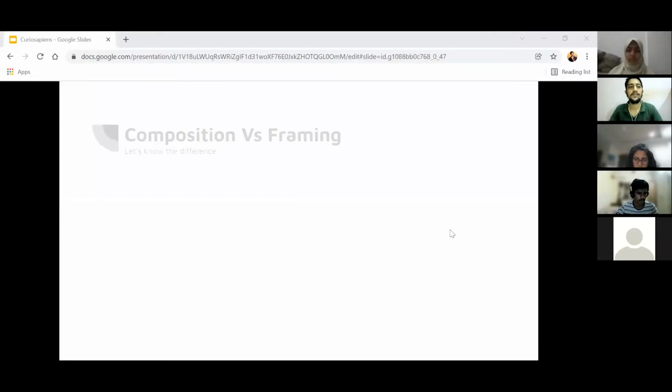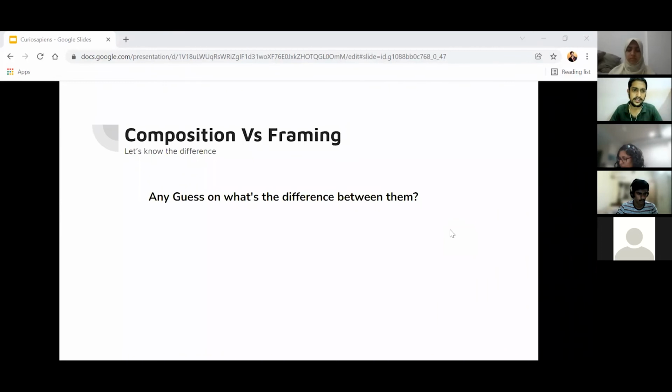When we say this, there is a difference between composition and framing. Any guess on what is the difference between composition and framing? If anyone can tell me what the difference is, it'll be great.